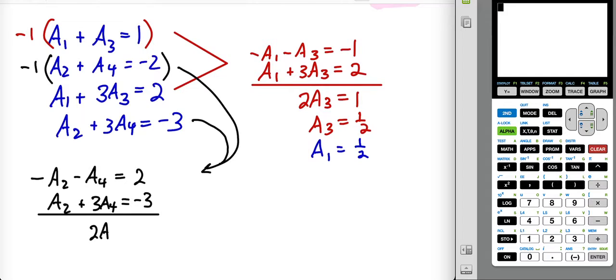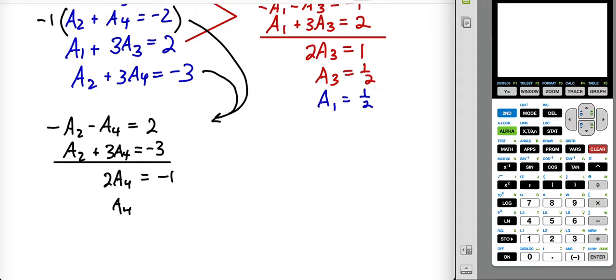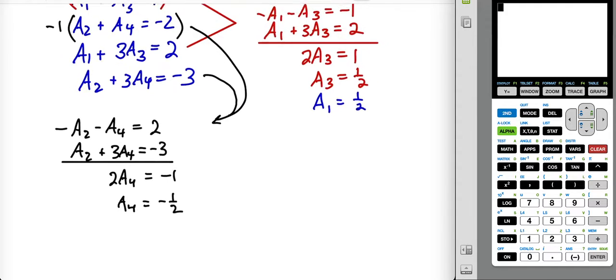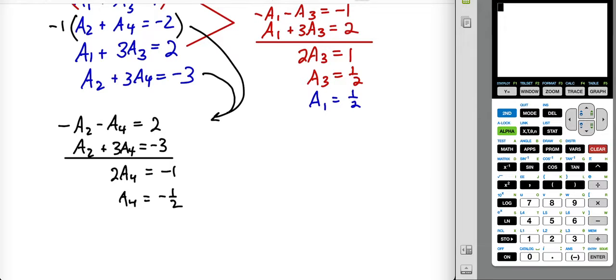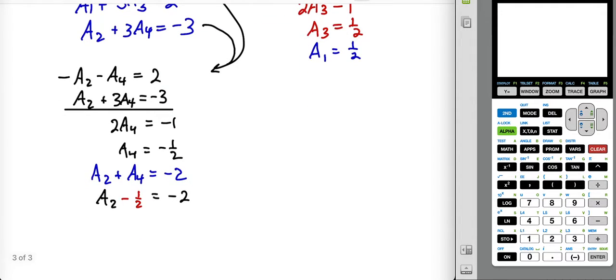So we're looking at 2a4 is equal to negative 1, meaning a4 is negative 1/2. And so I have the relation here that says a2 plus a4 is equal to negative 2. So if I know that a4 is negative 1/2, a2 plus that is going to be equal to negative 2. I'm going to get negative 3/2. So a2 is negative 3/2.